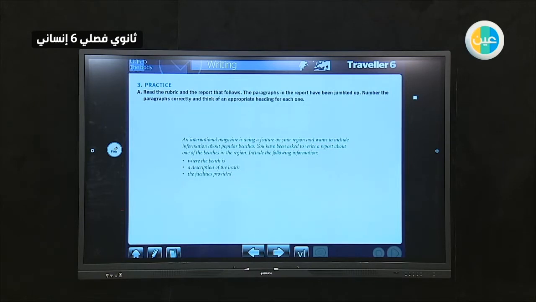Here we have a text. It says an international magazine is doing a feature on your region and wants to include information about popular beaches. You have been asked to write a report about one of the beaches in the region.